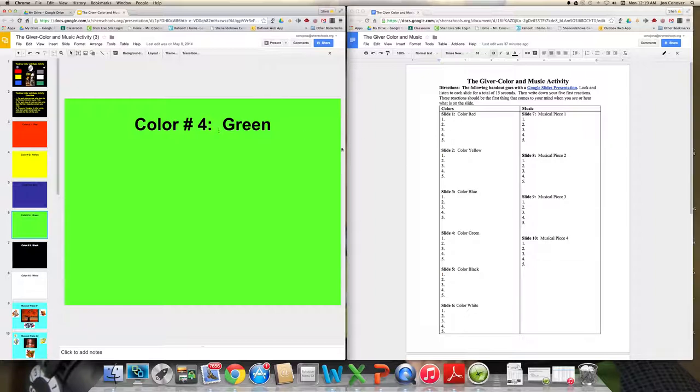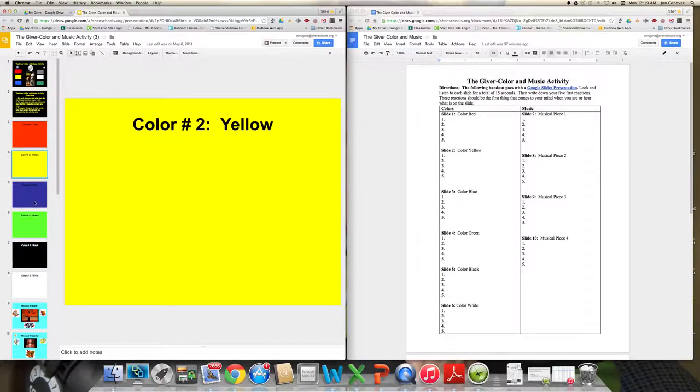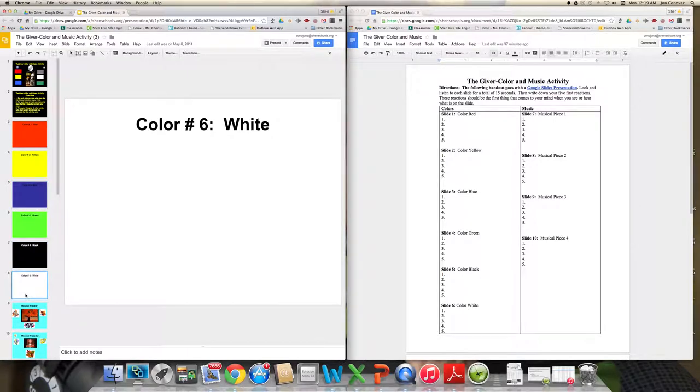Now, of course, the idea here is to get free association. What do kids think of when they think of red? What's the first thing that comes to mind when they think of yellow, blue, green, black, white? To get their first reactions and get that free association activity going.